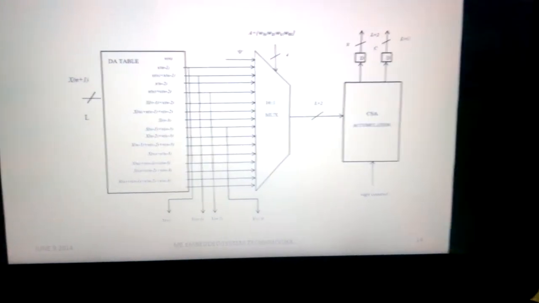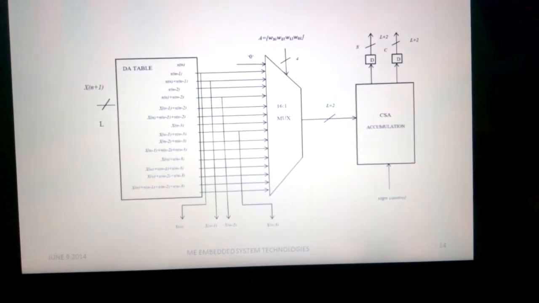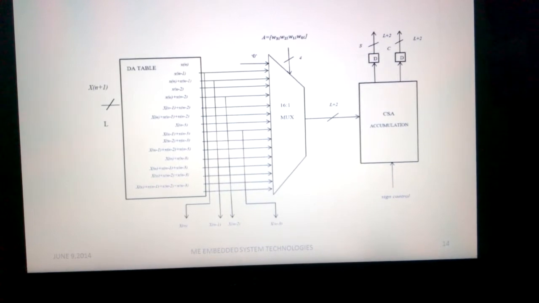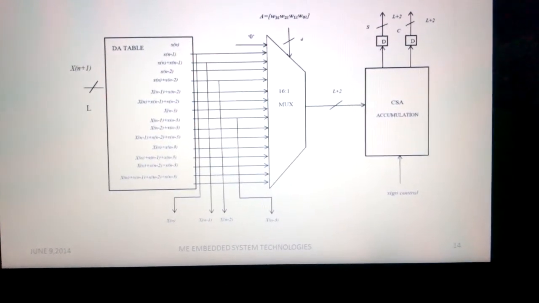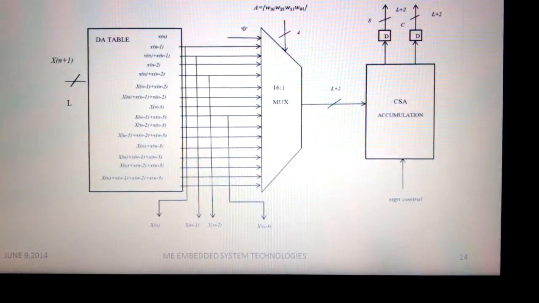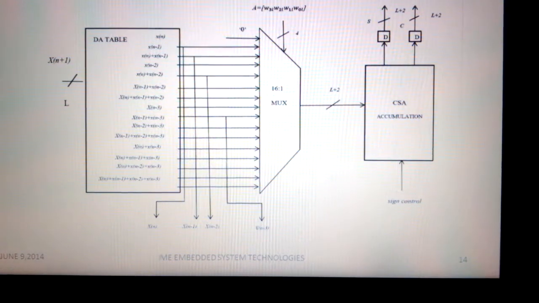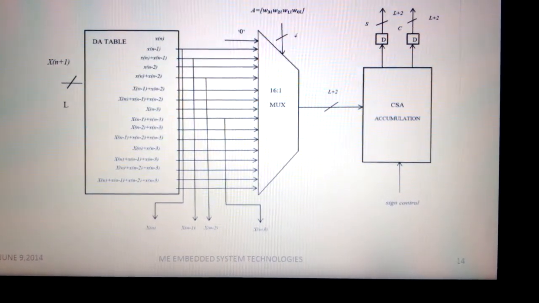It consists of three main blocks: a distributed arithmetic table, a 16:1 mux, and a carry save accumulator. In this, input x of n plus 1 is given to the DA table. After that, the inputs are sent as 15 inputs from LSB to MSB to the 16:1 multiplexer, and the multiplexer reduces the inputs to one output, which is sent to the carry save accumulator.